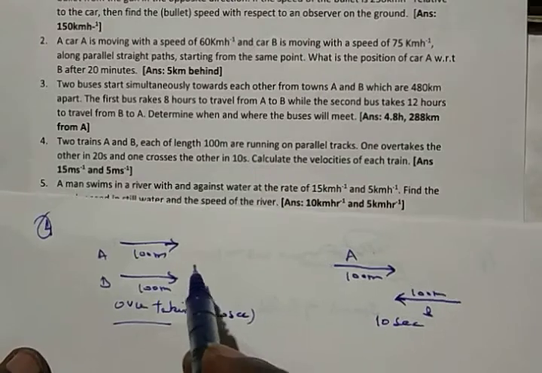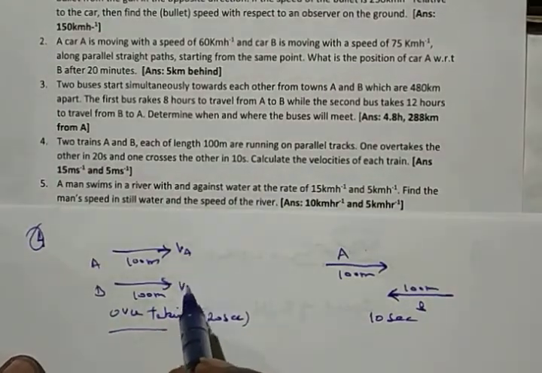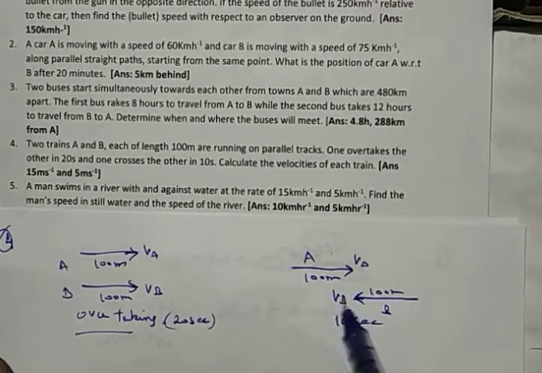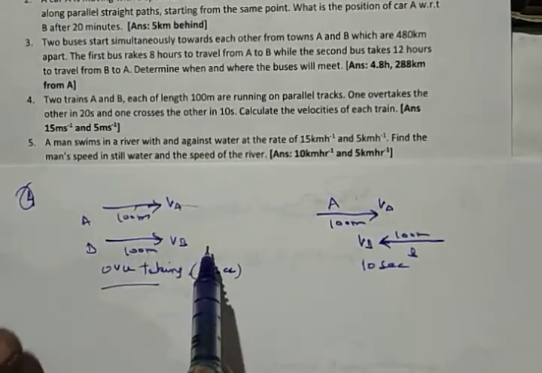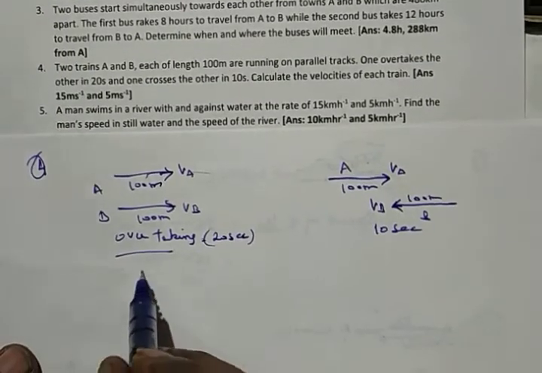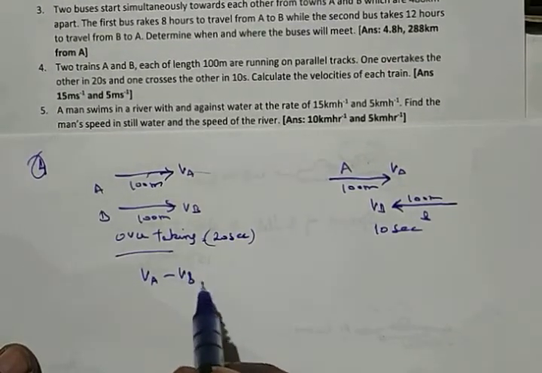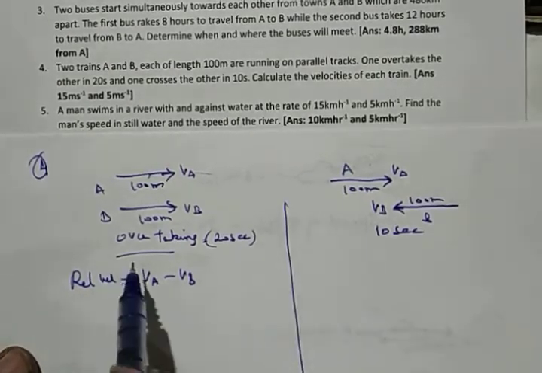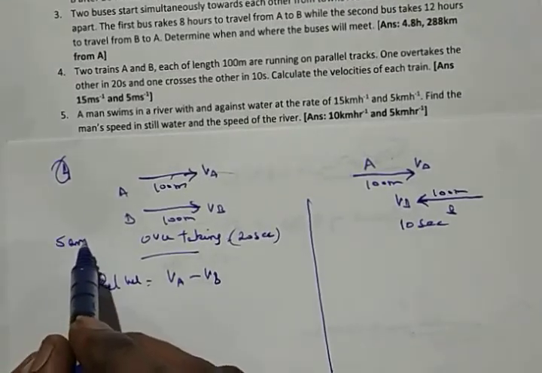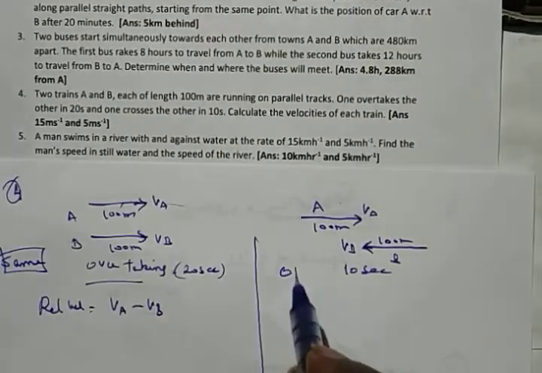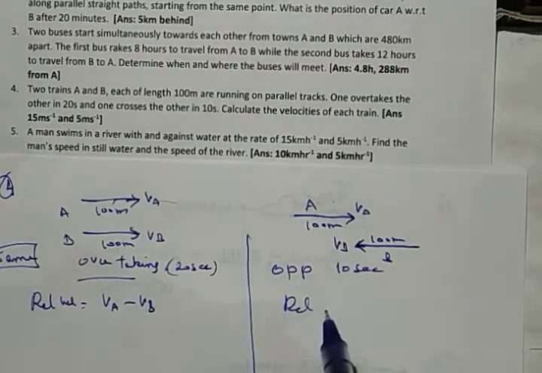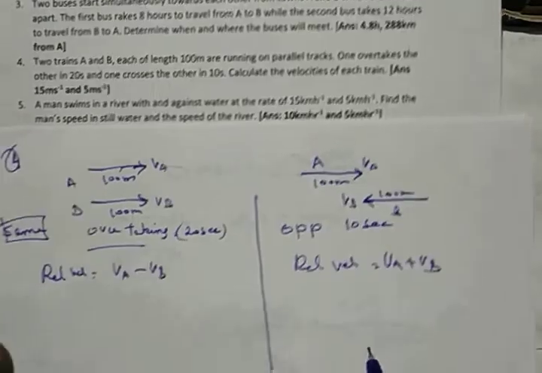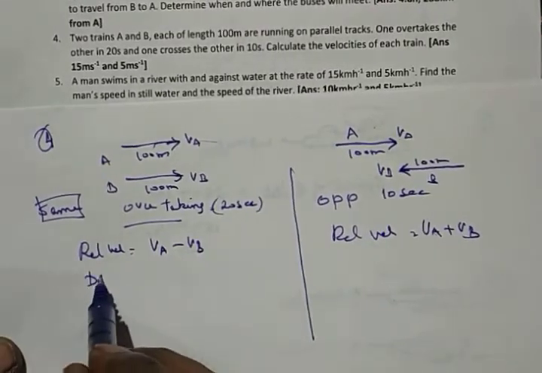Now let us consider this is VA and this is VB, and here this is going to be VA and VB. Whenever they are going in the same direction, it is VA minus VB as the relative velocity. So this is going to be the same direction, and this is going to be the opposite direction. What is the relative velocity when it is in the opposite direction? VA plus VB. And what is the distance?